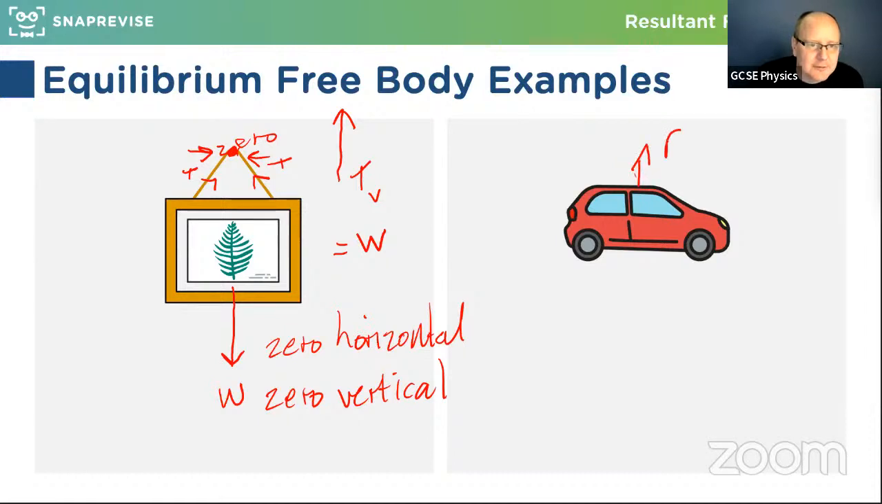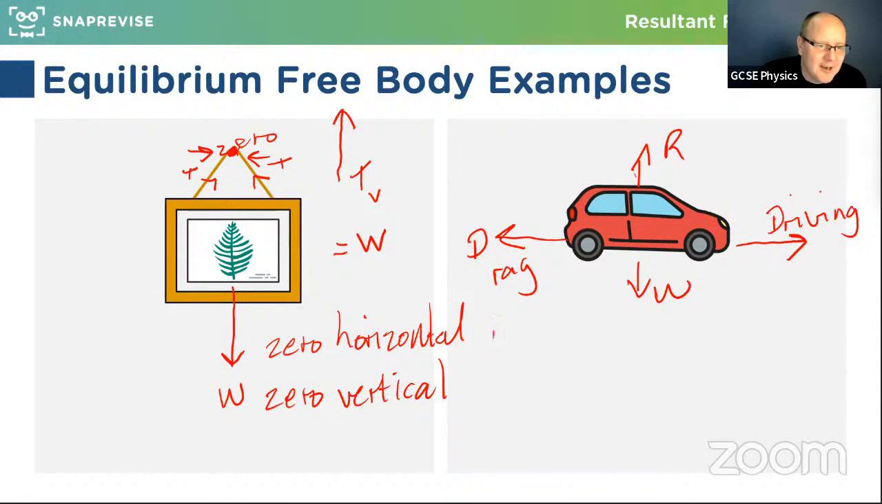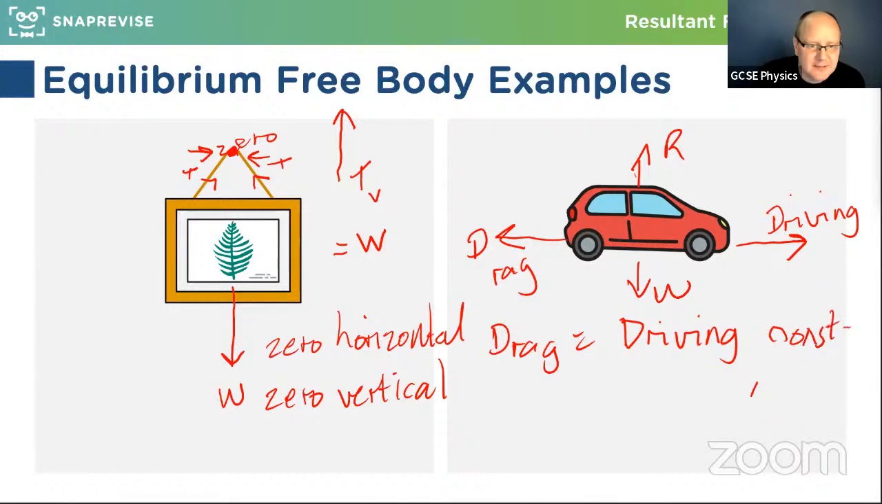So we've got our reaction force upwards, our normal reaction force. We've got our weight acting downwards. We have a force due to drag acting left, and we have a force due to the driving force here. So I'll call this drag here, and I'll call this driving. Otherwise, I'm going to end up calling them both D. Right. So the drag equals the driving force here. I've drawn my arrows approximately the same length and in opposite direction. So that means there is constant speed. Sorry for my handwriting there. Constant speed in that case.